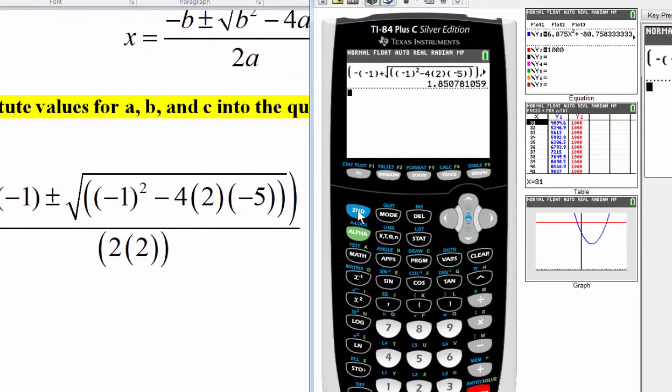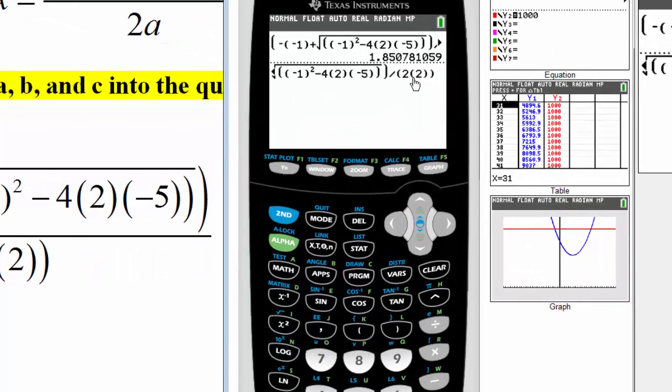So I press second, and I press enter. It brings up the last thing we did. Here's that divided by 2 times 2. And I'm just going to press the left arrow to change the plus sign to a minus sign. So here it is. All right, so now we have the minus case. Plus, minus. I press enter.